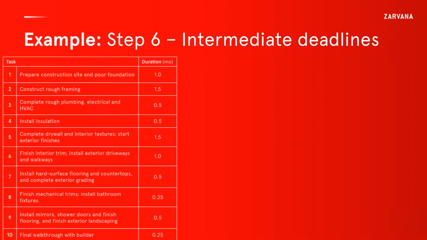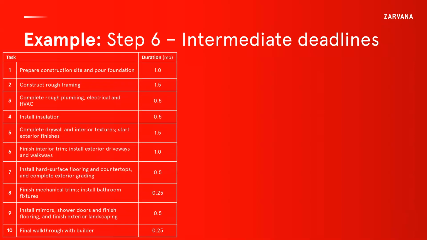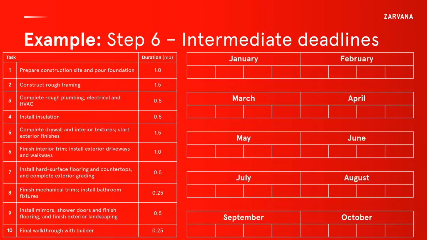So here we can see our task list again with the duration. And then remember, we said our ultimate deadline is November 1st, 2020. So that gives us about 10 months to complete this. You can see our months there segmented by week. And so what we want to do is start, okay, November 1st is our ultimate deadline. And now for step 10, that's going to take us 0.25 months or about a week. And so you can see, okay, that will take us a week.